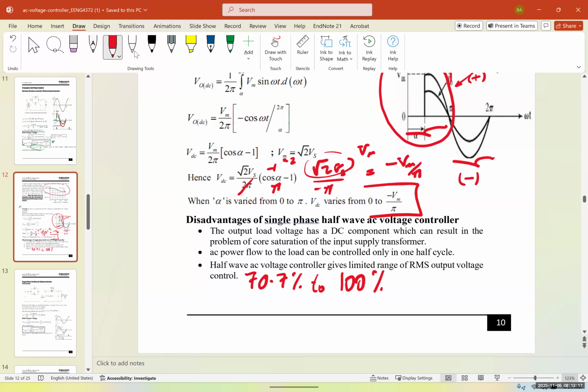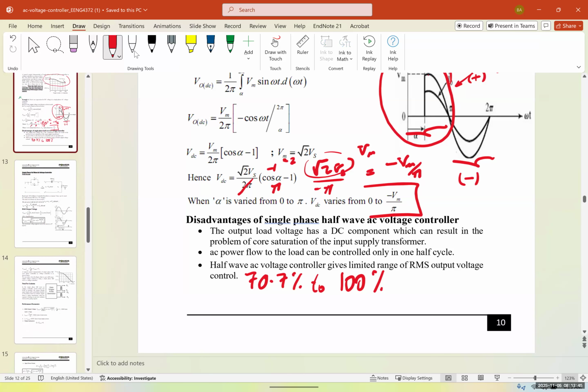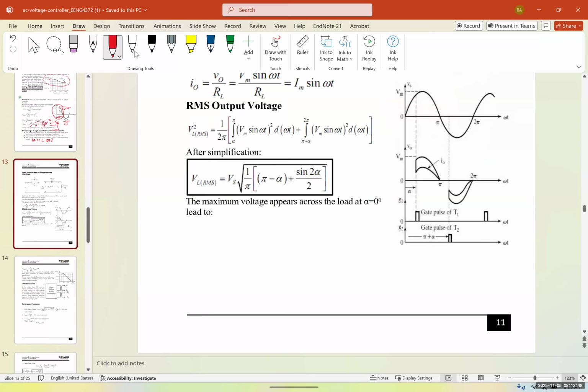the problems are, first, because of the DC component, it's going to saturate the core if we have an inductive load like a transformer or a motor. Second, we only have control over half a cycle of the AC power flow. And the third problem is that we have limited control over the RMS output voltage. We can only vary between 70 and 100%.